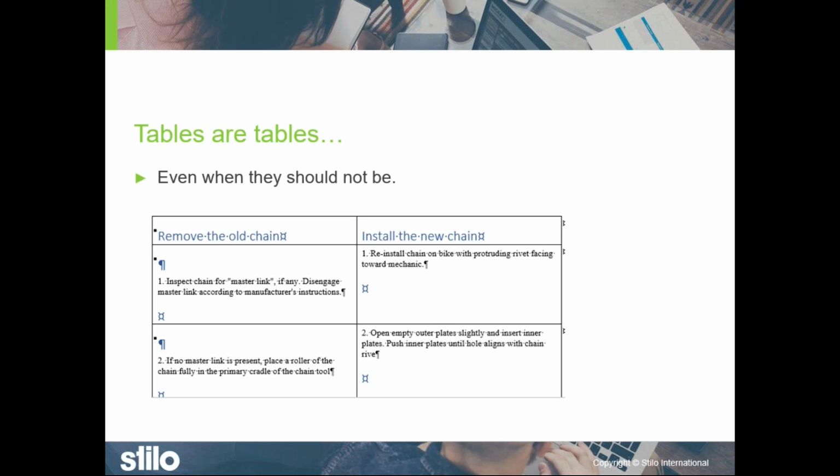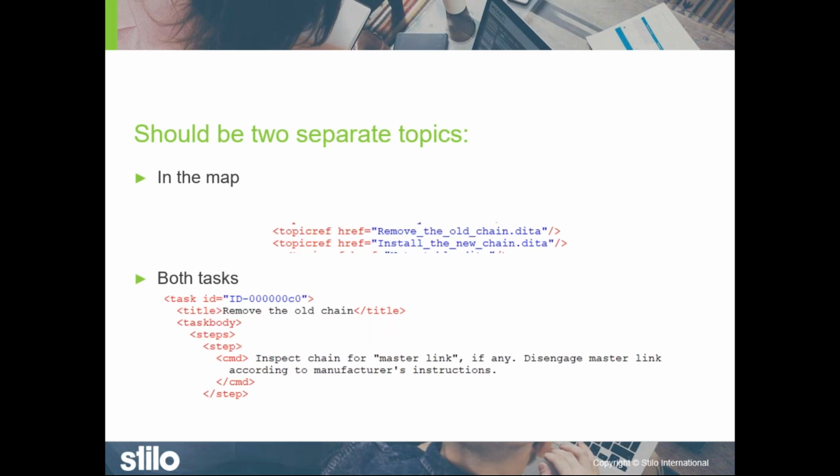So I could just strip out the table, but I do need to make sure that that first column becomes a task and then the second column becomes another task. So what I will end up with is topic refs to each of these two tasks in my map, and then each of those will be a task. The title will be what was the content of the first row, and then the content that was in the cells below that will be the steps in that task. So we do end up with correct task topics coming out of that table.